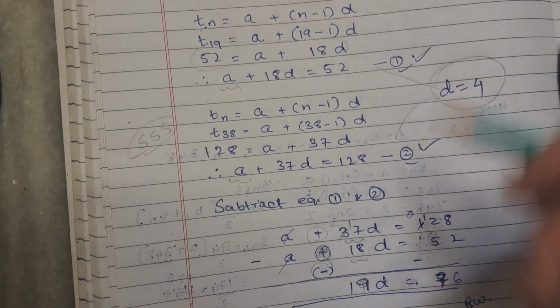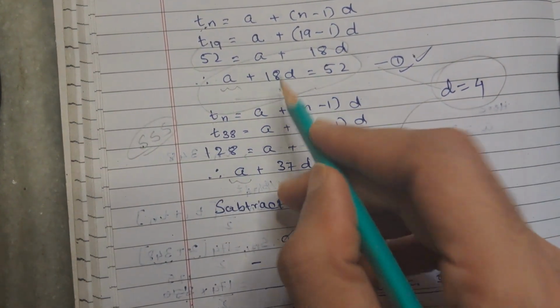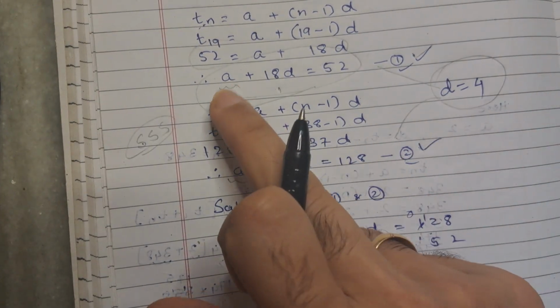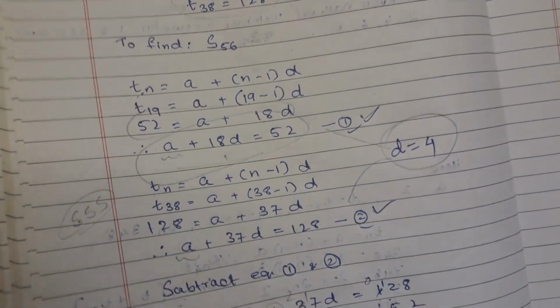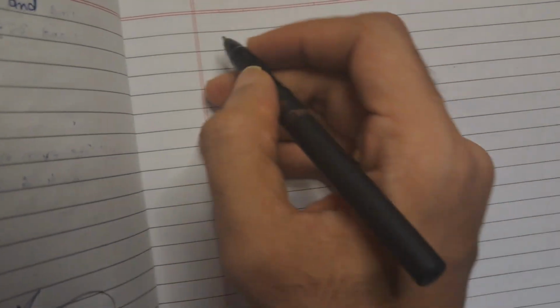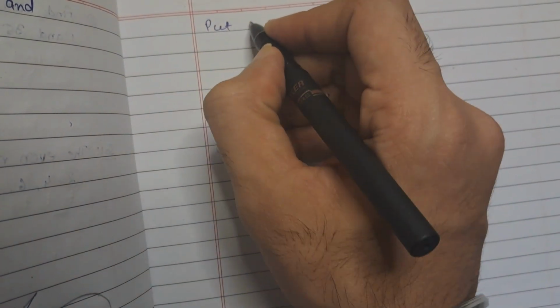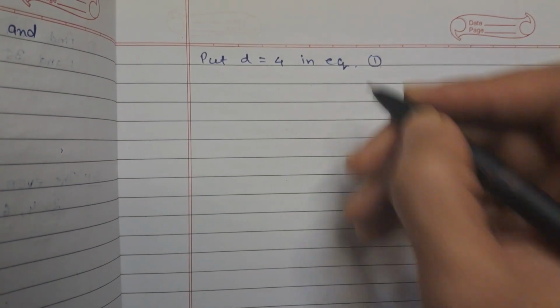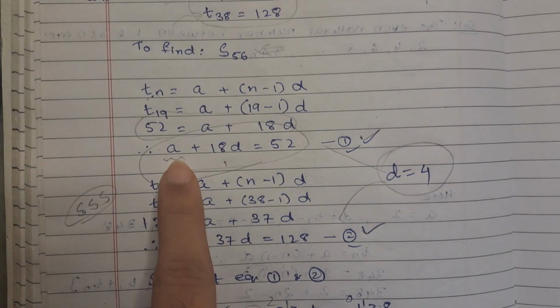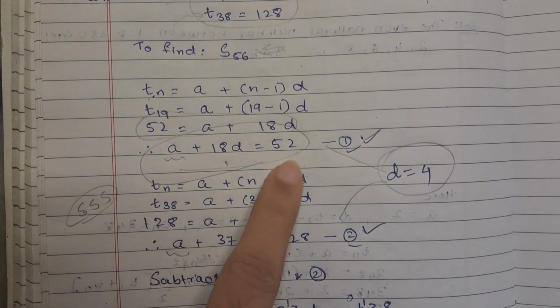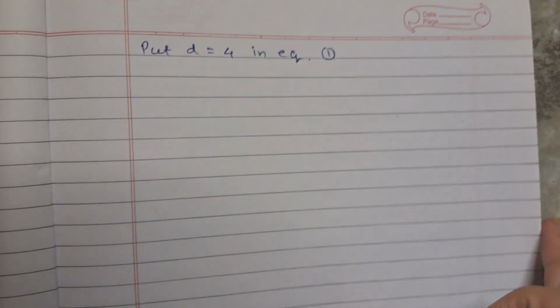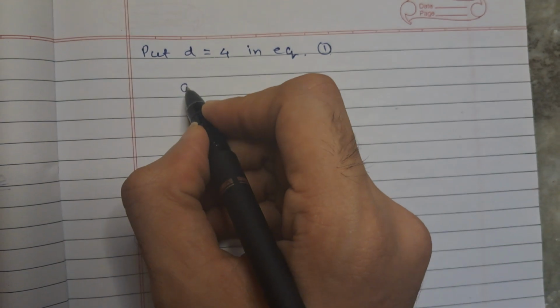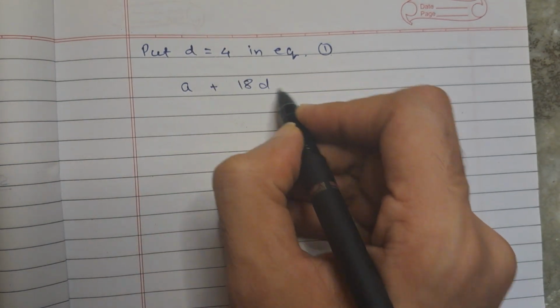So what I will do, I will put this value of D, which is 4, in any of these equations. Okay, so which one is better? I think this is a better equation to pick. Let me put it in this. So let me just write like this. I will first of all write, put D equal to 4 in equation. Which equation should I put? Equation number 1. What is equation number 1? A plus 18D equal to 52. I will write A plus 18D equals to 52.